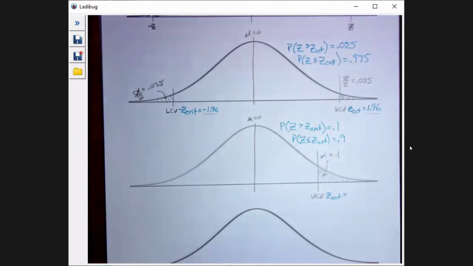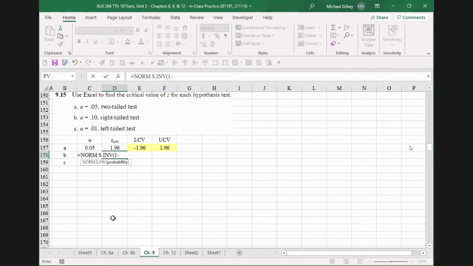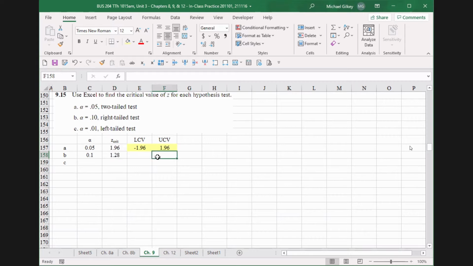Is everybody okay? Okay. And then now we can compute our critical value, because we know it's going to be norm.s.inverse of 1 minus our alpha. And again, they wanted decimals, so I'll just do this as 2 decimals. And in this case, we only have an upper critical value because it's a right-tailed test. So I'm going to put that there, because that's the terminology I like to use. Are we okay?